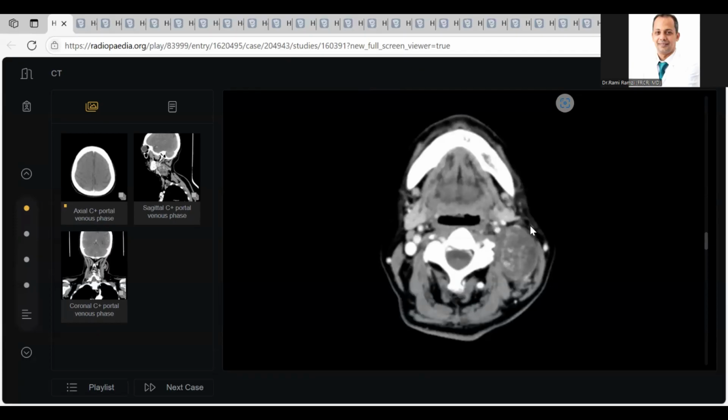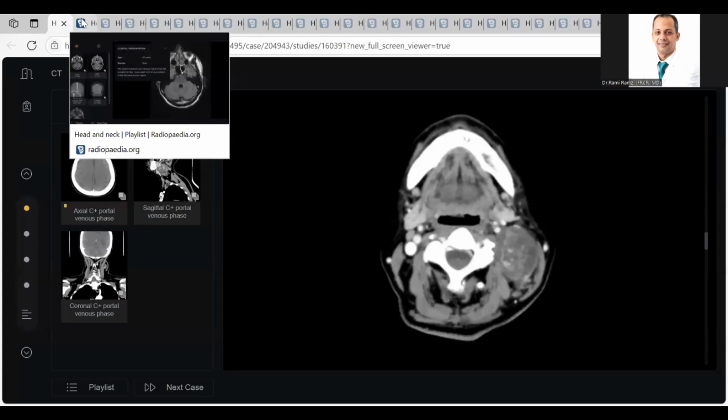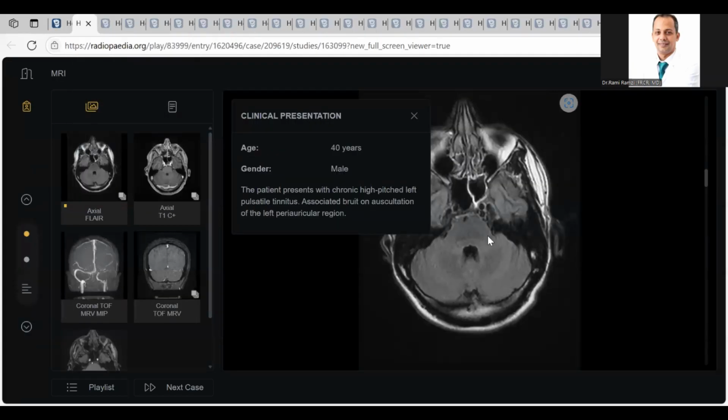What else? Sir, rest of the fat planes are clear on the right side. There is no pre or paravertebral lesion seen. The oropharynx and the nasopharynx appear unremarkable. Thank you.